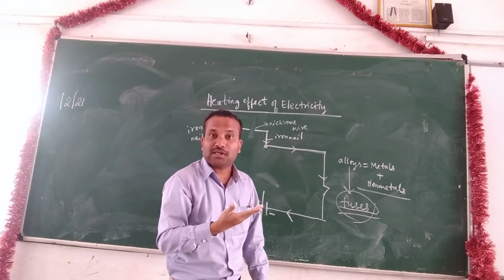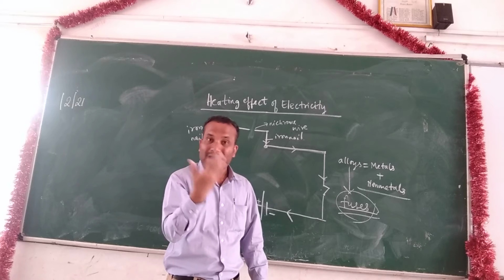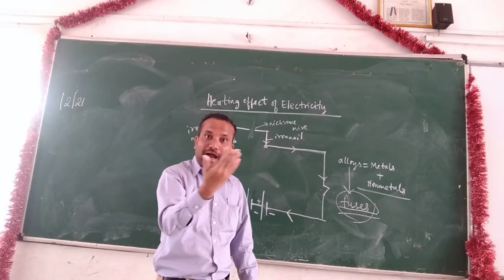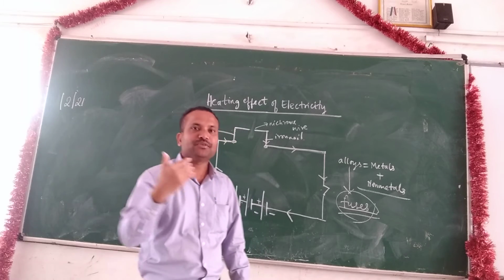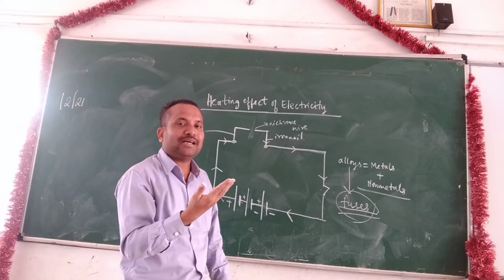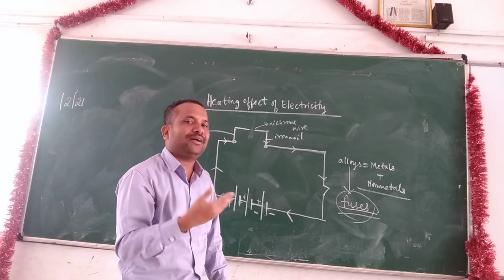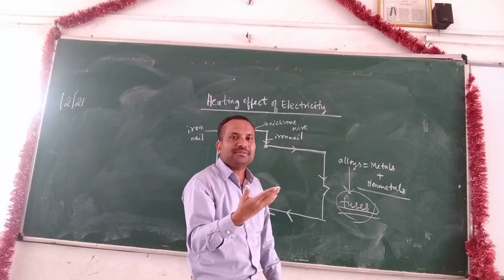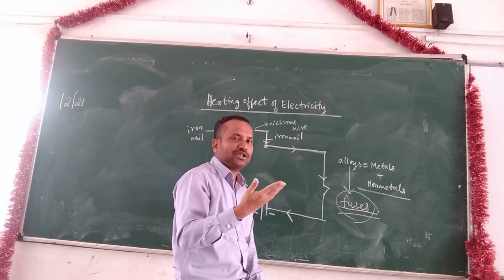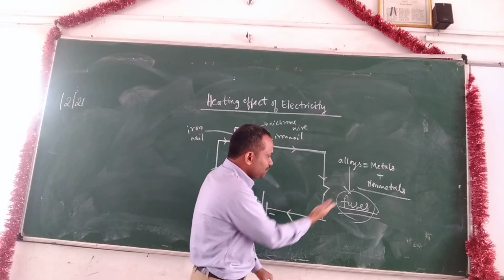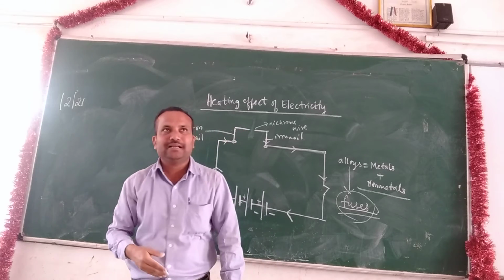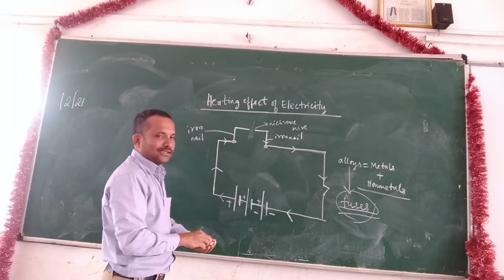Only the fuse is broken down. Inside that fuse, the wire is broken down because of high voltage. This is a special safety device which is used in the circuit to prevent our appliances from the high voltage. That special component we call by the name fuse. Okay.